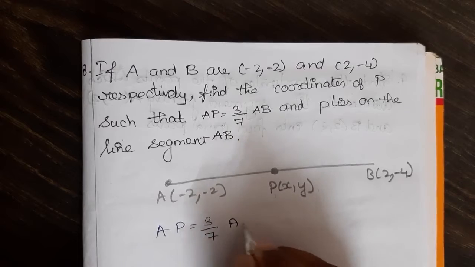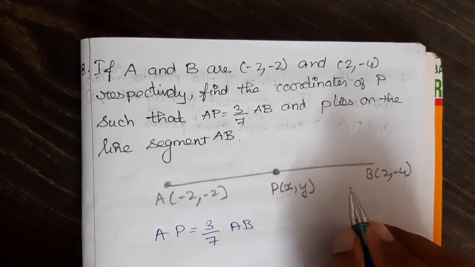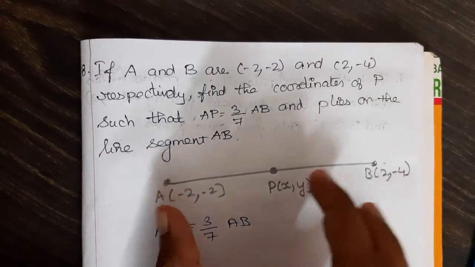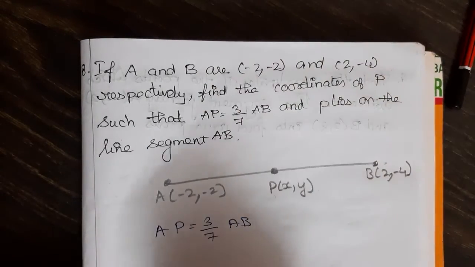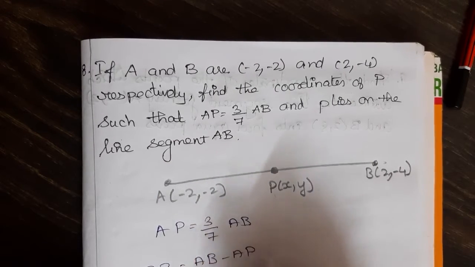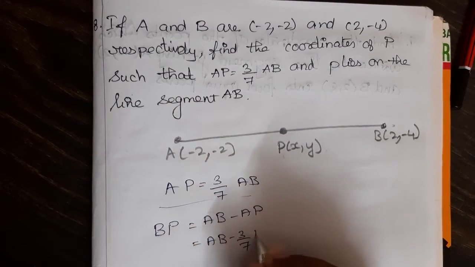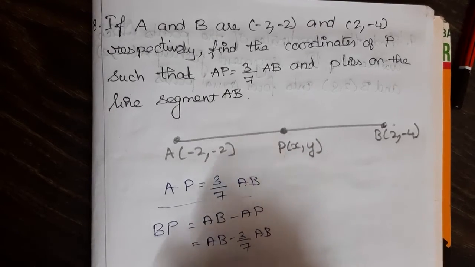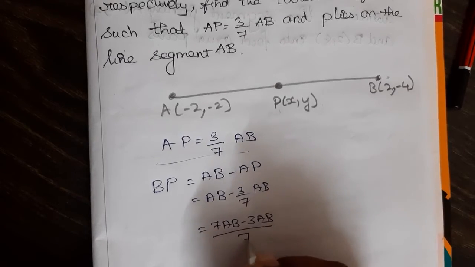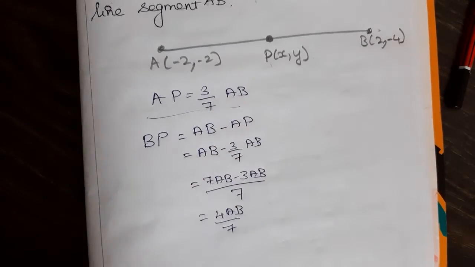AP is 3/7 AB. So the full length is AB, right? So what is BP? This is BP, right? So BP we can represent as AB minus AP, right? We know the AP value is 3/7 AB, so it is equal to AB minus 3/7 AB. Taking the LCM, it will become (7AB minus 3AB)/7. So 7 minus 3 is 4, equal to 4AB/7, right?